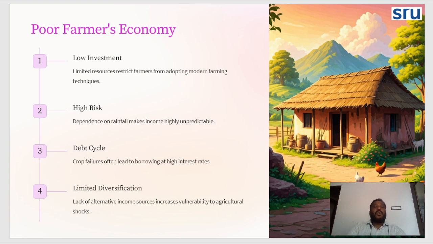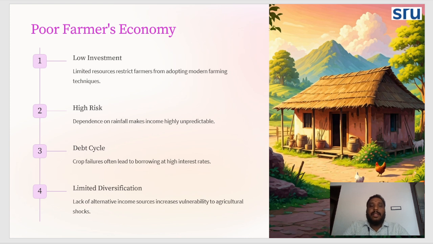Next is the poor farmers' economy. We are discussing that. The majority of the people here are dependent on rainfall for their agriculture, so they are not getting good yield or a good price for their produce. Imagine how their economy is going to be.